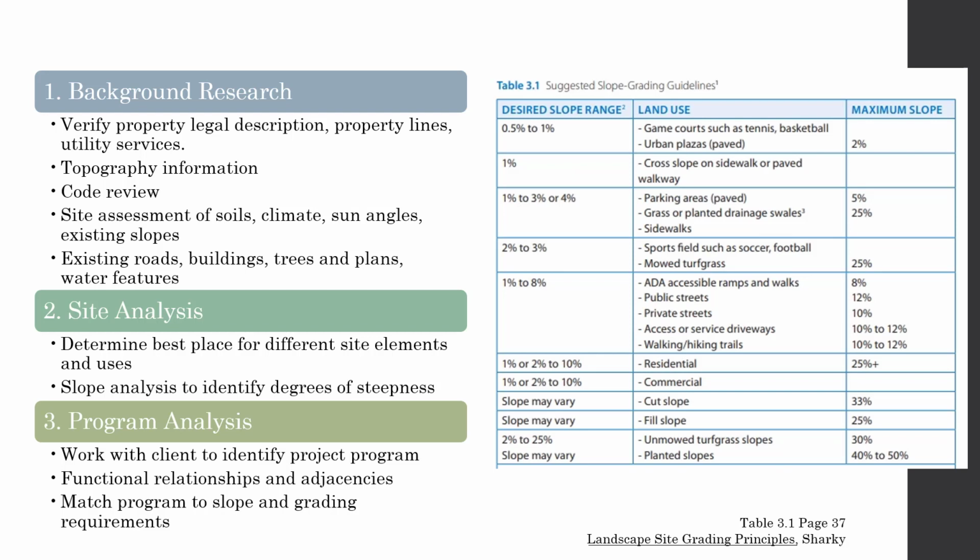Your next step in this process is called program analysis. You'll work with your client to identify the project program, as in what kinds of activities and what kinds of uses you are going to accommodate in this project, and match those to each other with relationships and adjacencies, and then match that program to the slope and grading requirements.